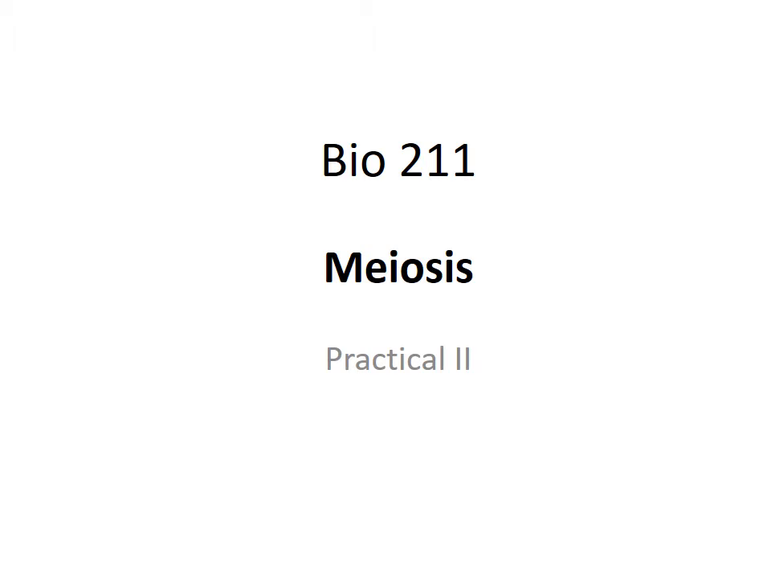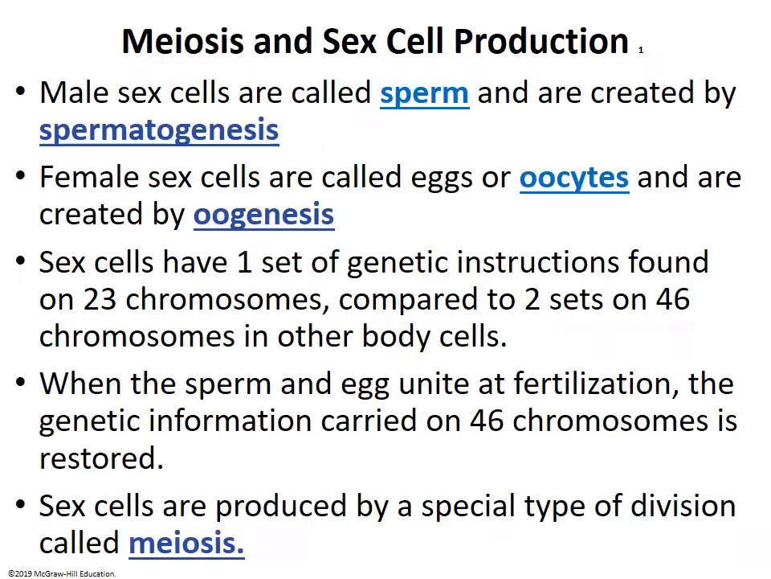This PowerPoint or video is about meiosis. Meiosis is how we make reproductive cells. We've talked about mitosis and how cells divide. This is about meiosis. Normal cells are going to have 46 chromosomes, which is normal. Again, 46 chromosomes in other body cells, as it says here.